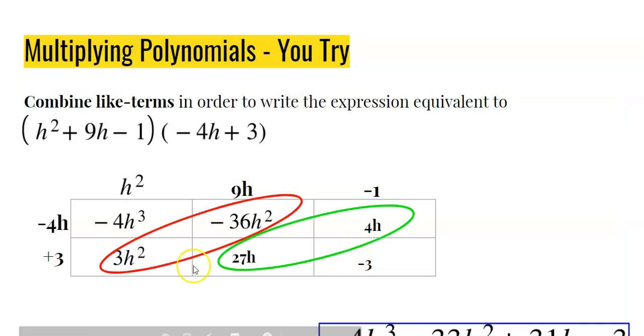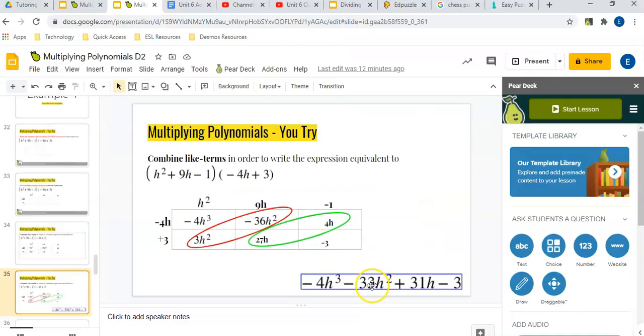Now we're going to combine our like terms. As always, it's our diagonals. So here are two h squared values. So 3h squared minus 36h squared is going to give us negative 33h squared, which in this case is cut off. So let me exit out so you can see it. Here it is. Negative 33h squared. 27 plus 4h is going to give you 31h. Once again, since we only have one cubed expression or term, we're going to keep that negative 4h cubed. We combine these like terms to be negative 33h squared. We combine these like terms to give us positive 31h. And finally, we only have one constant, so we keep it.